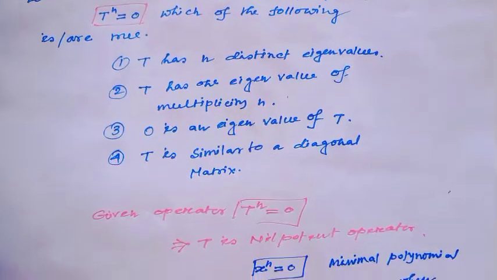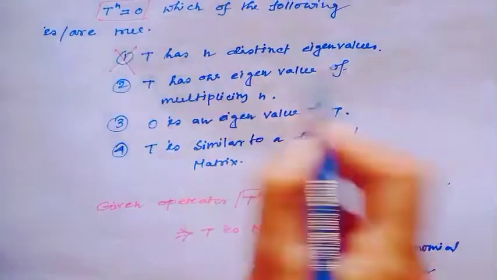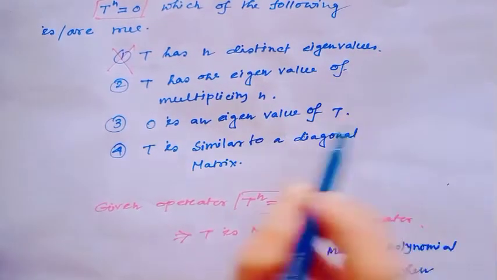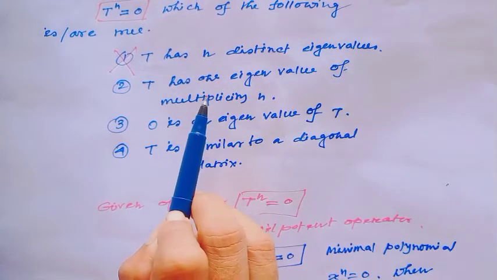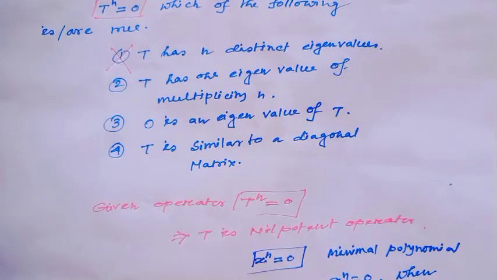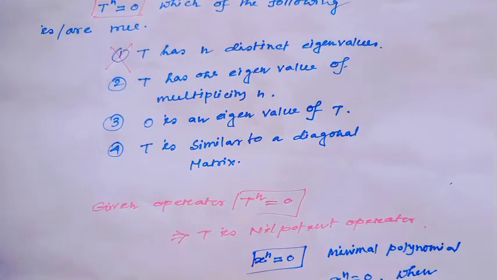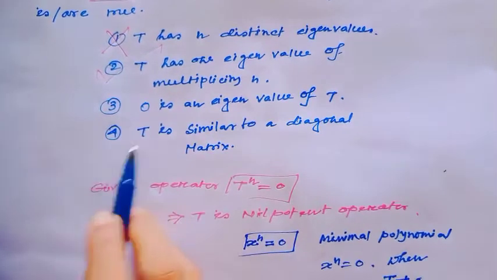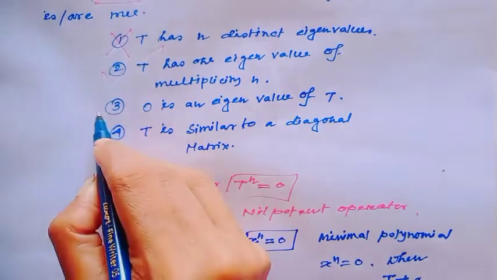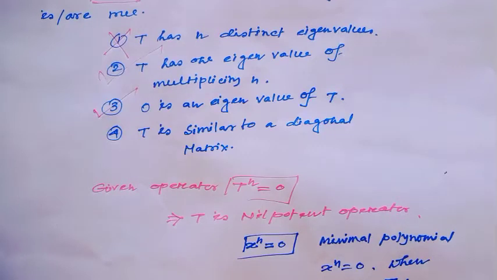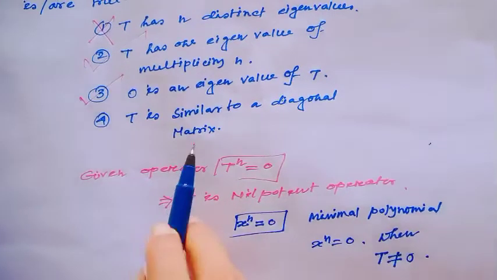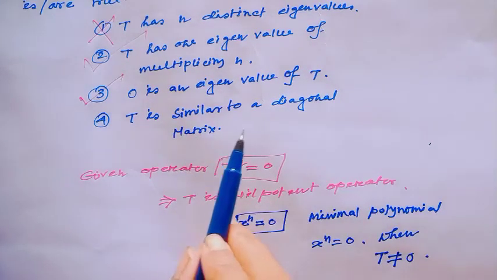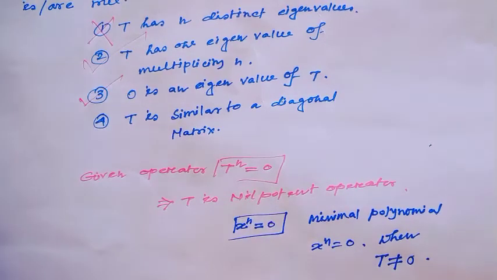So option 1 is a wrong option. T has n distinct eigenvalues, this is wrong. Option 2 indicates T has one eigenvalue of multiplicity n. This is also a right option. And option 3 indicates 0 is an eigenvalue of T. This is a right option. And option 4 indicates T is similar to a diagonal matrix.